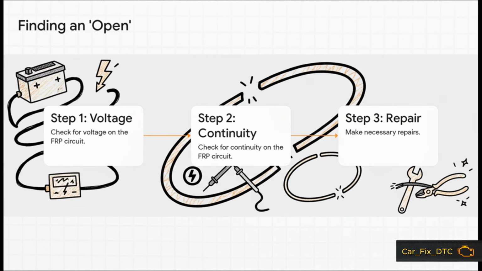So, how do we find this break in the track? It's a simple 2-step check. First, you're going to grab a multimeter and check for voltage. Is power even getting to the sensor in the first place? Second, you'll check for continuity to see if that racetrack is actually complete. If you find the break, congratulations, you've found your problem.